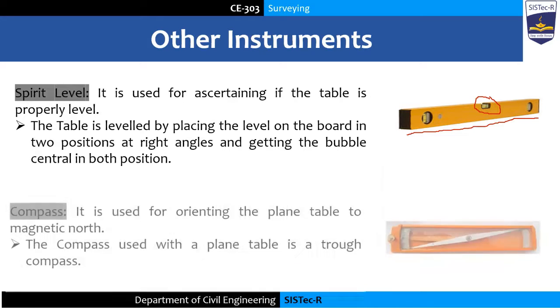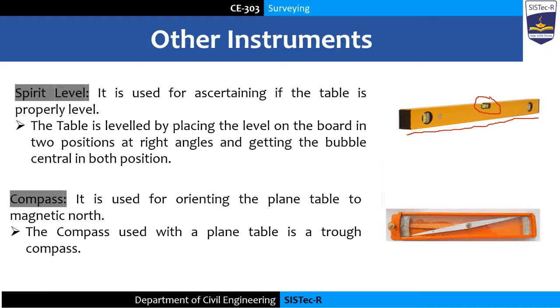Next we have the compass. Basically the compass is the very basic instrument that we have also seen in the previous videos on compass surveying. We also saw how some errors are eliminated. So basically the compass is used for orienting the plane table to magnetic north. What is orienting? We will see in the next slides. Orienting is one of the important operations that is performed before the plane table survey is started. We will see this in detail in a later slide.